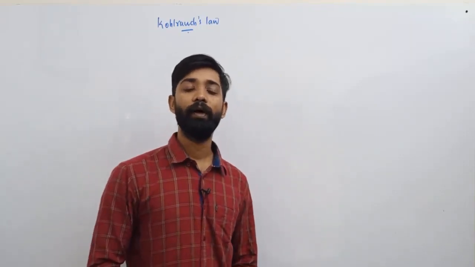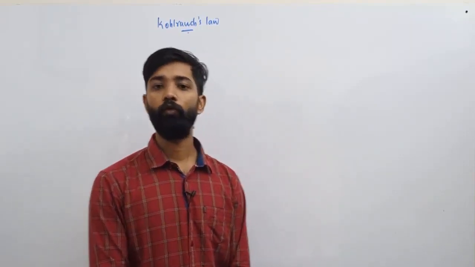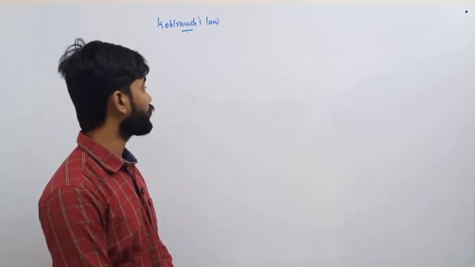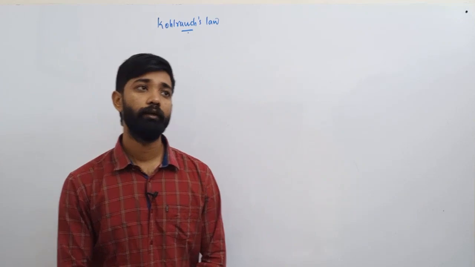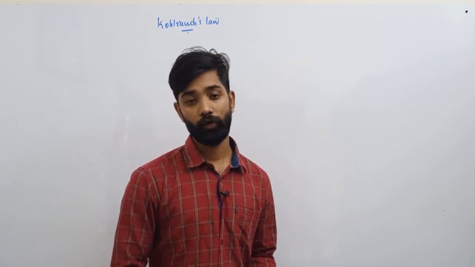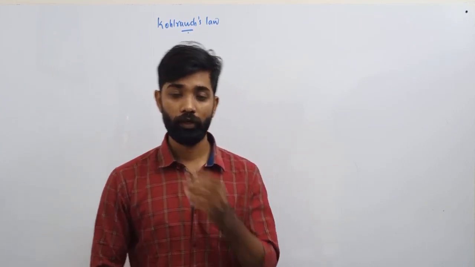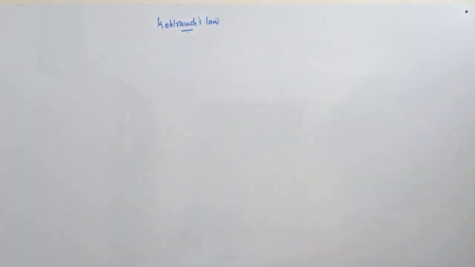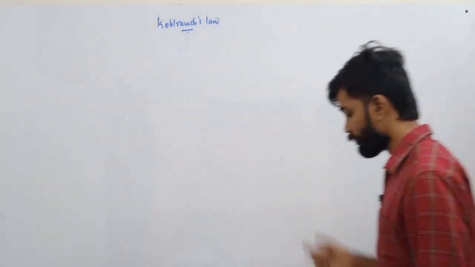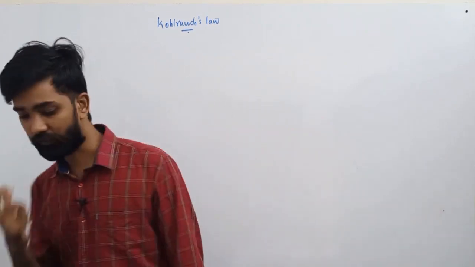Hello guys, welcome back. In this part, we want to discuss the next topic, that is Kohlrausch's law. We already said that Kohlrausch's law is used to describe the properties of a weak electrolyte, or the conductivity or molar conductivity of a weak electrolyte. It is also called Kohlrausch's law of independent migration of ions.